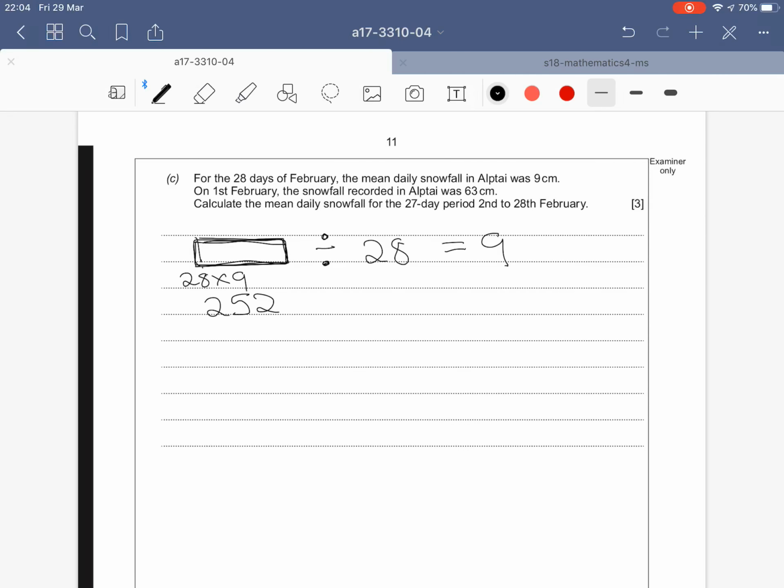252. So all the 28 days added up to 252. But we're taking out the first day, so we don't want the 63 anymore. So if we do 252 take away our 63, we get 189. And this time we're dividing it by the 27 days left. So we want to divide that by the 27, and when you do that on your calculator, you get 7.